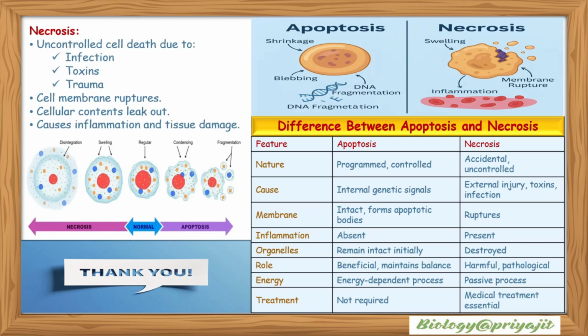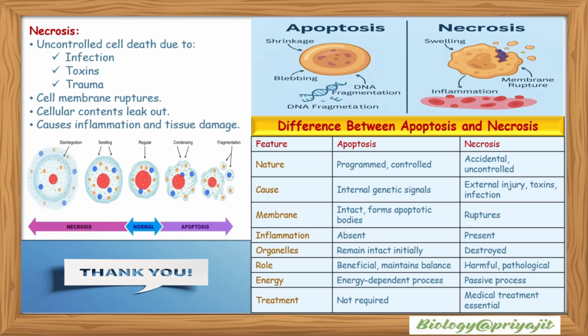So this is the table showing the differences between apoptosis and necrosis. Apoptosis causes shrinkage of the cells, blebbing of the cells, and DNA fragmentation. Necrosis causes swelling, membrane rupture, and ultimately inflammation.